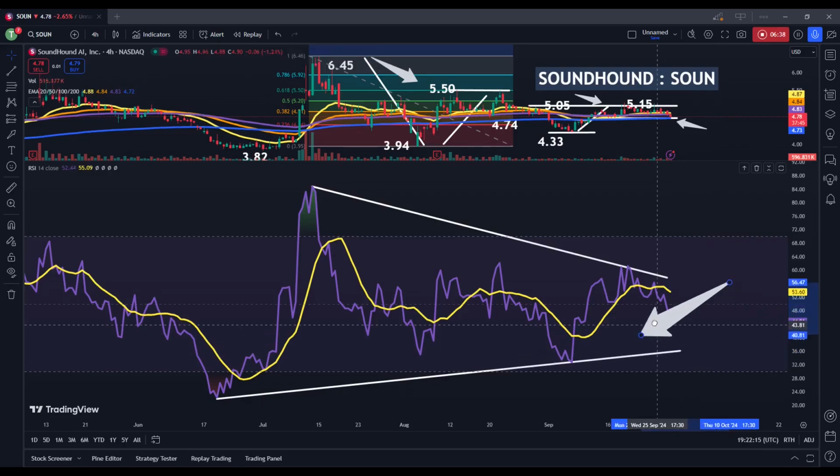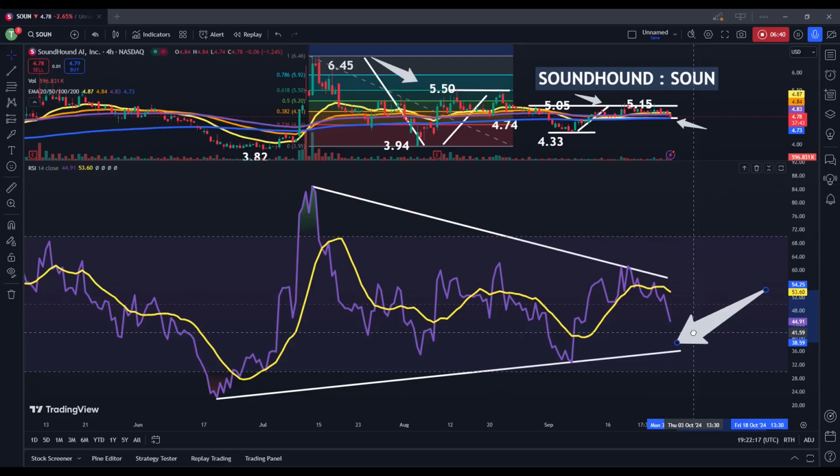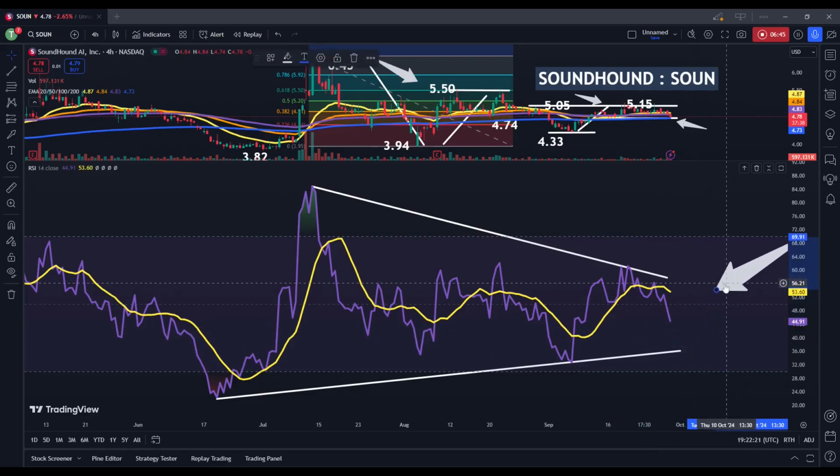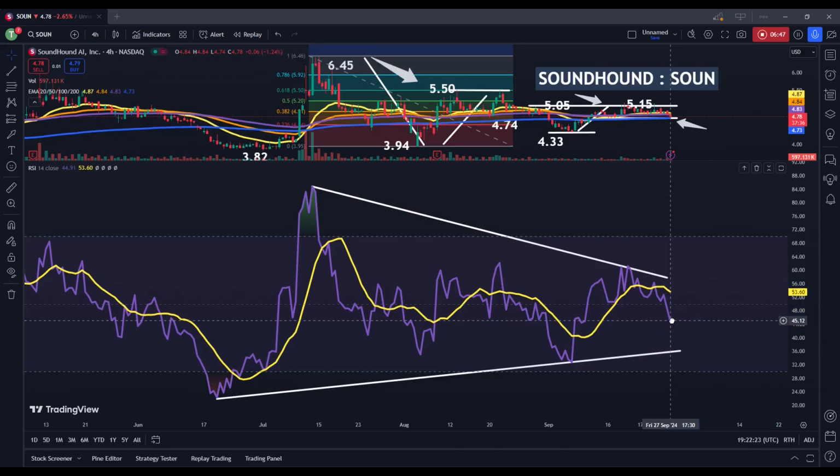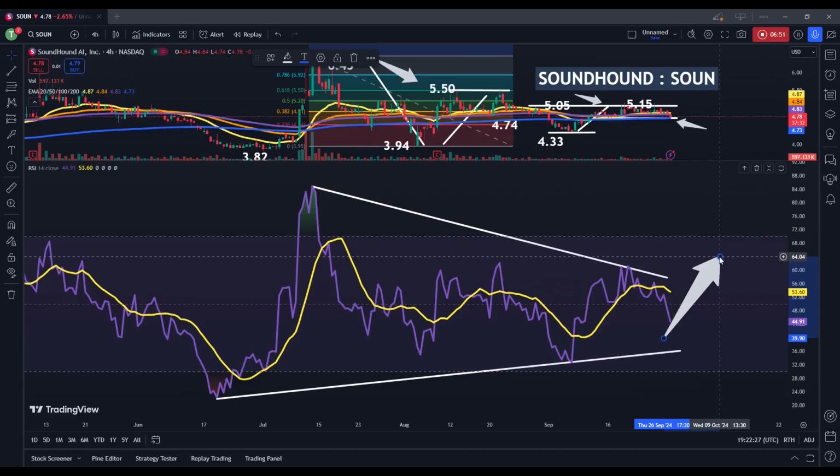If we do start to see some support develop here relatively soon, and we do see the relative strength index bounce off of this uptrend line here and start to move in the positive direction, that would then make it much easier for the indicator to break above its recent downtrend line here.